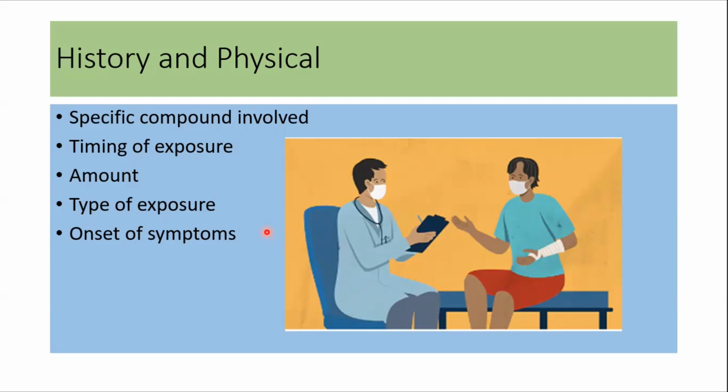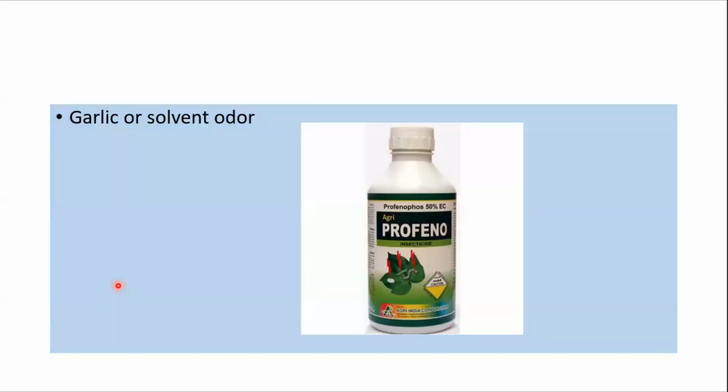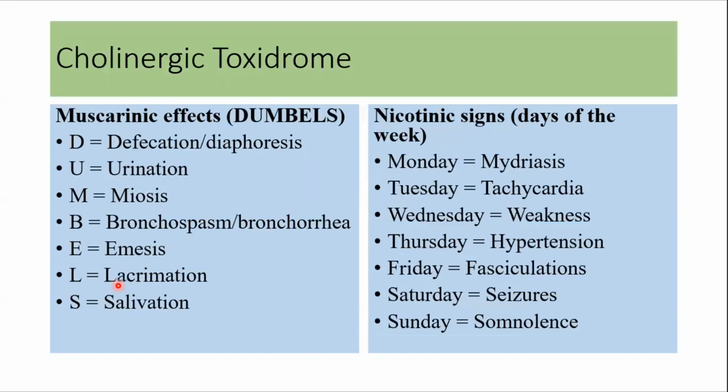For the diagnosis, history and physical are very important. We need to ask about the specific compound involved, timing of the exposure, amount of the poison taken, type of exposure, and onset of the symptoms. Similarly, in the physical examination, we can find a garlic or solvent odor, which is a typical characteristic odor of organophosphates. The patient usually presents with a cholinergic toxidrome, and there can be muscarinic symptoms which can be easily remembered using the mnemonic DUMBBELS. It includes defecation, diaphoresis, urination, miosis, bronchospasm, bronchorrhea, emesis, lacrimation, salivation.